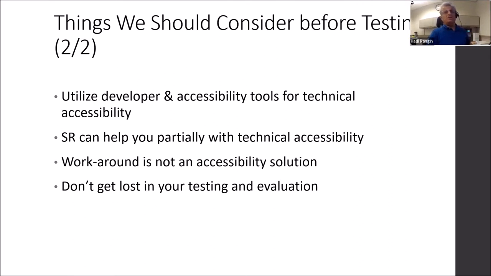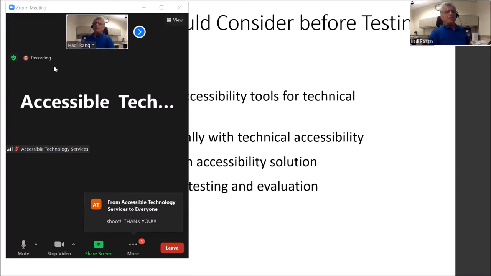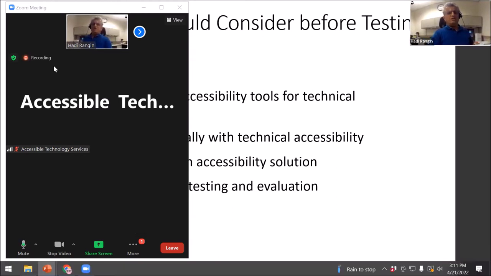Other thing that you need to test that. So again, there are numerous accessibility testing tools that you can use to get some idea about the technical accessibility problems. You can utilize them and get a good overview, a good understanding about the technical issues. And I need to emphasize that the screen reader can partially help you to check for some accessibility problems.